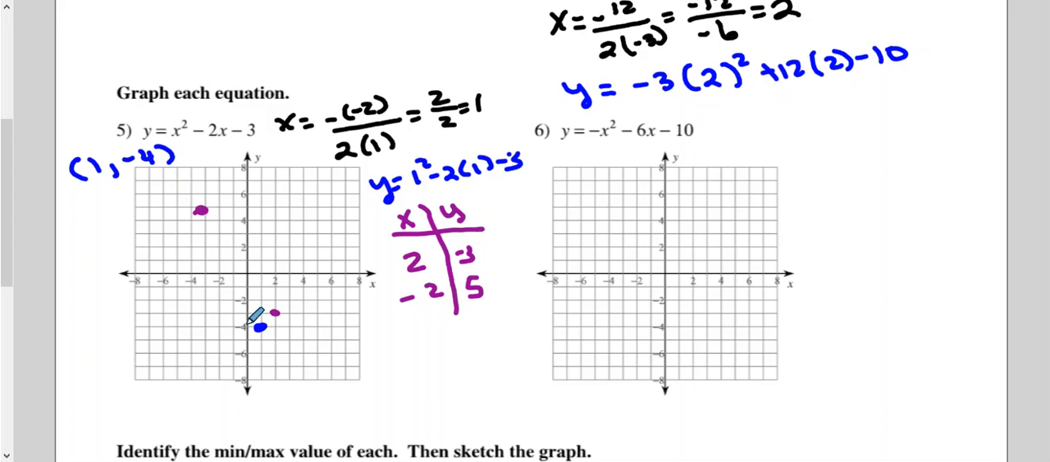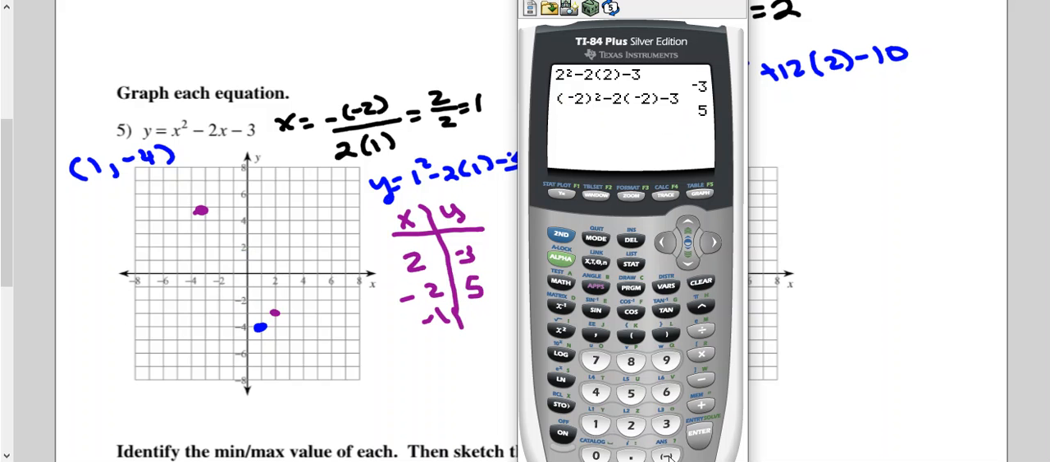Okay. Let me do one more value. Let me try what negative 1 equals. So that would be negative 1 squared minus 2 times negative 1 minus 3, negative 4.